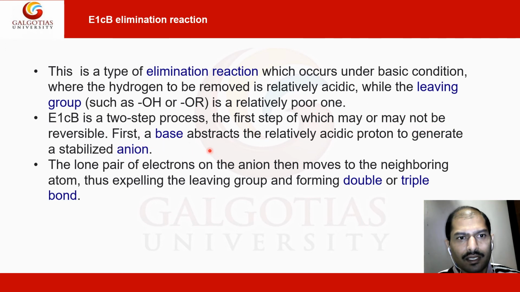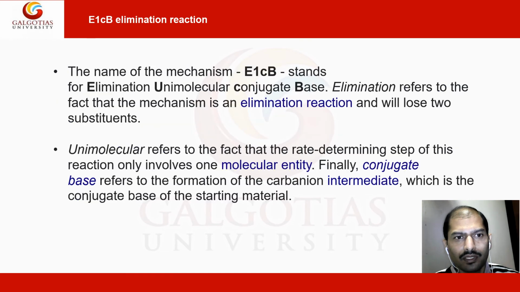But first, a base abstracts the relatively acidic proton to generate the stabilized anion. So first of all, it will remove the proton, and obviously the electrons will be left behind, so that an anion species will be formed. The lone pair of electrons on the anion then moves to the neighboring atom, thus expelling the leaving group and forming double or triple bonds. Now here, E1cb stands for elimination unimolecular conjugate base.